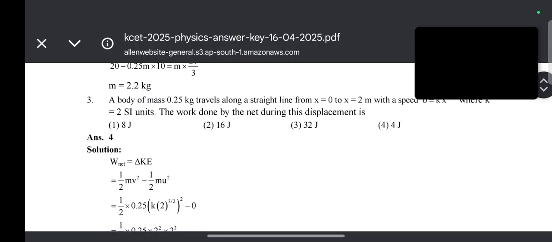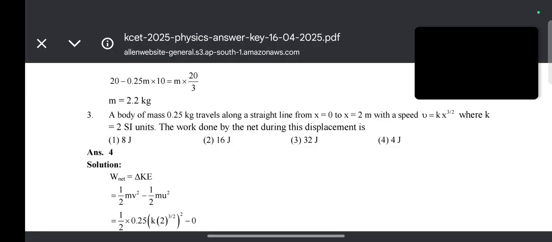The next question is question number 3. A body of mass 0.25 kg travels along a straight line from x equal to 0 to x equal to 2 meter with a speed of v equal to k x to the power 3 by 2, where k is equal to 2 SI unit. The work done by the net force during this displacement is 8 joules, 16 joules, 32 joules or 4 joules.